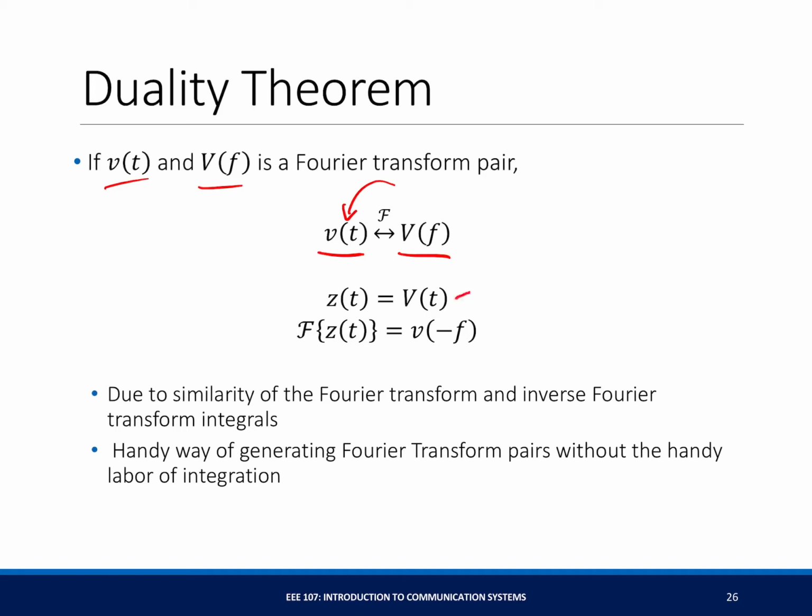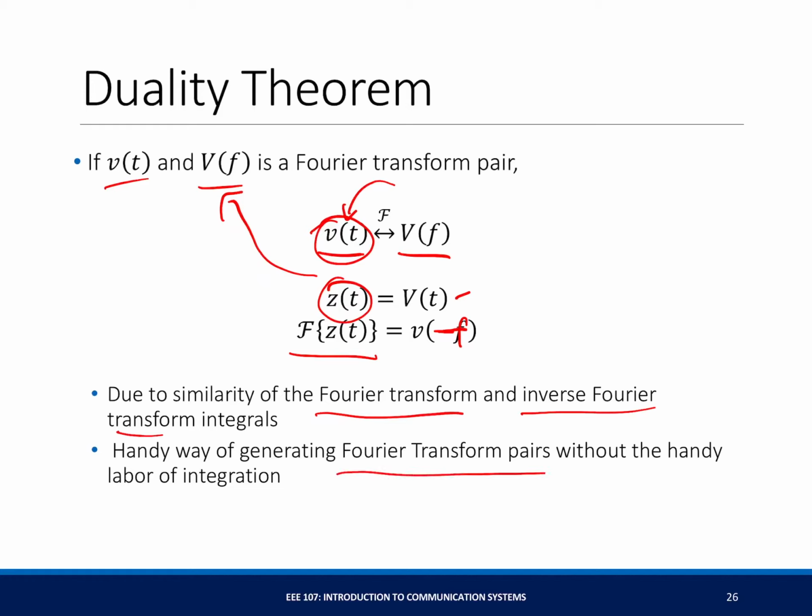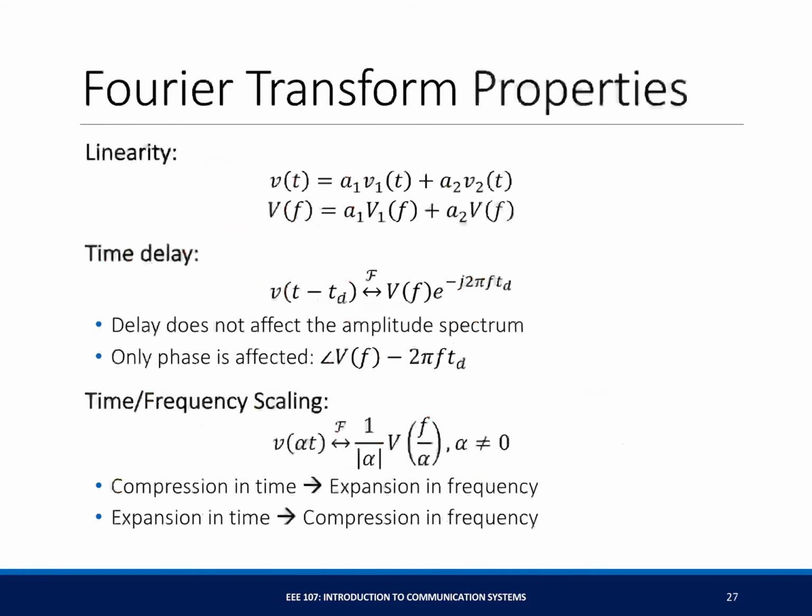So if z of t is equal to V of t, that means a time signal has the same shape as the frequency spectrum of v of t. Then if we get the Fourier transform of this, it's equal to this, but flipped. And this is due to the similarity of the Fourier transform equation and the inverse Fourier transform equation, or integrals. So this is actually a handy way of generating Fourier transform pairs without the labor of integration. If you try to integrate signals, it's just very difficult, right?